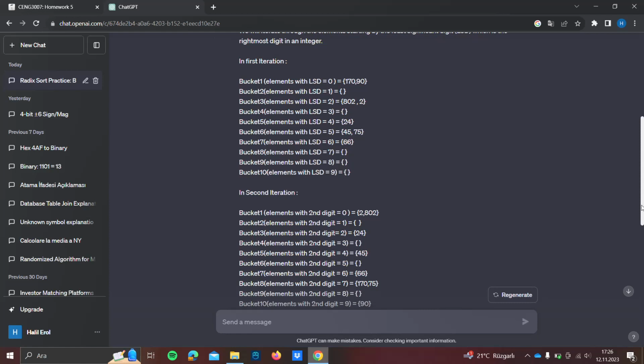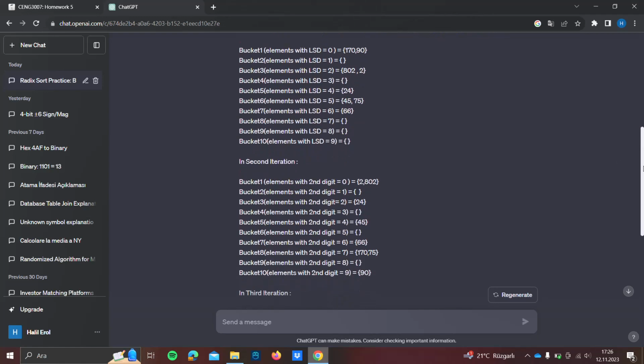Now in the second iteration, we are moving on to the second digit of a number. So in bucket 0, we are putting elements with a second digit equals 0. We put 802 and 2 here. 2 has a single digit, and we can count its second digit as 0, because there is no number here, it only has one digit.